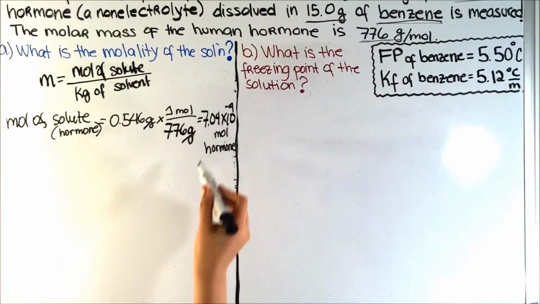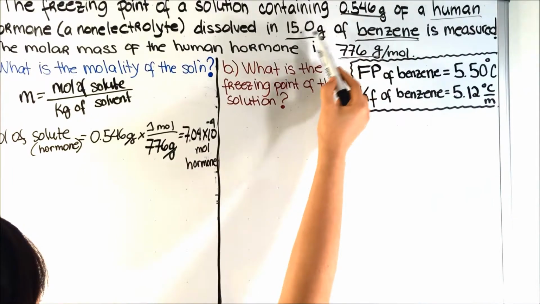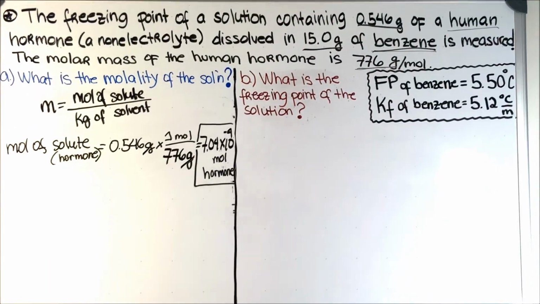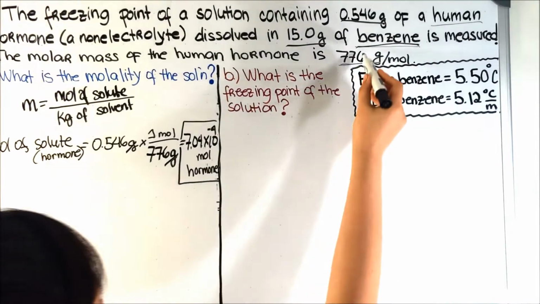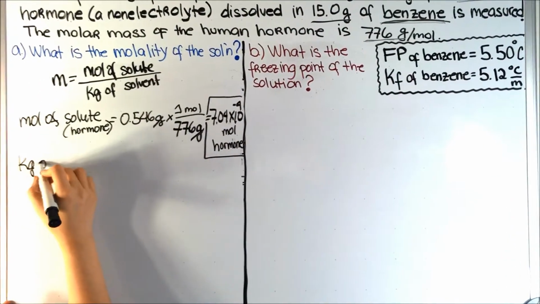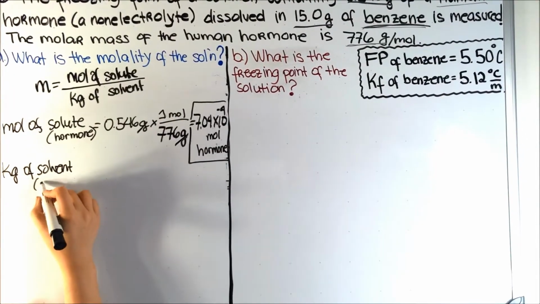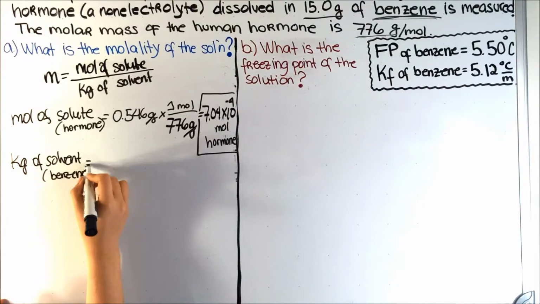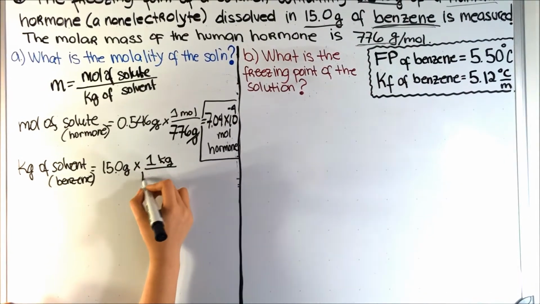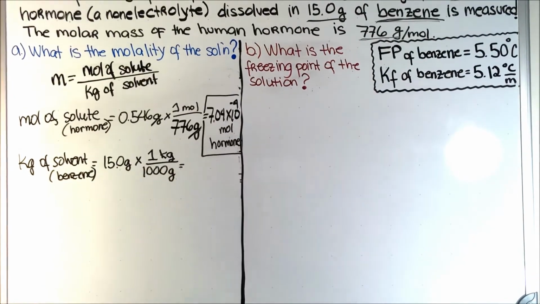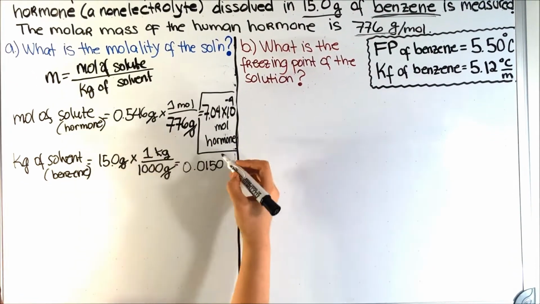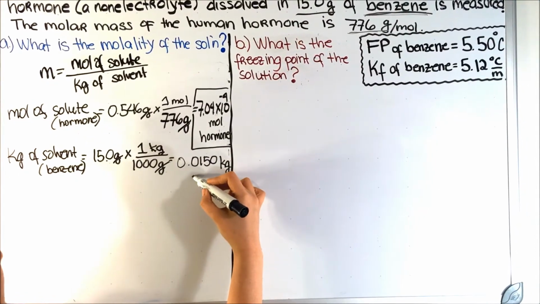Now, it is important to maintain the 3 significant figures because in our problem, it was given to us in 3 sig figs. So now that we figured out the moles of the hormone, we can then solve for the kilograms of the solvent. Now the solvent in this problem is going to be the benzene, which is given to us as 15.0 grams. We just need to convert grams to kilograms. So to do that, we can write kilograms of the solvent, which is the benzene, and take 15.0 grams and convert that to kilograms. So 1 kilogram is equal to 1,000 grams. So 15 divided by 1,000 is going to be 0.0150. Then the grams will cancel out and we're left with kilograms. And that's the kilograms of the benzene.